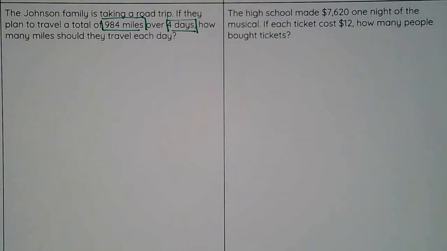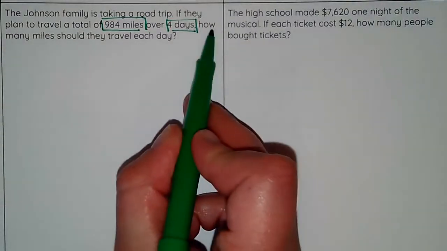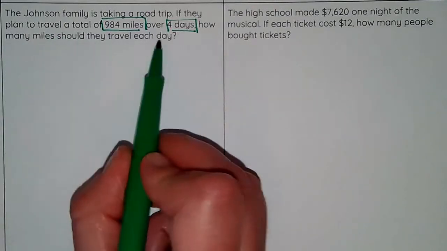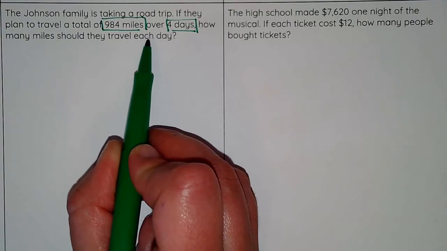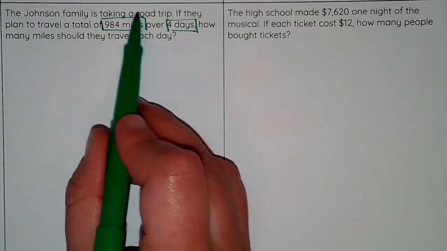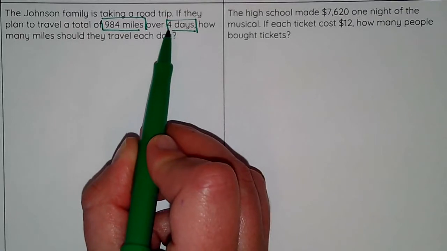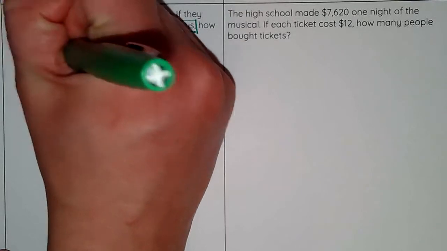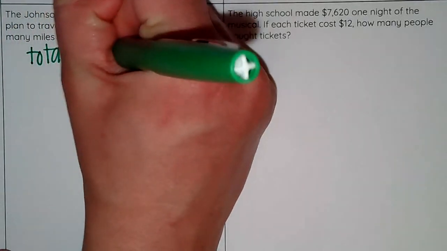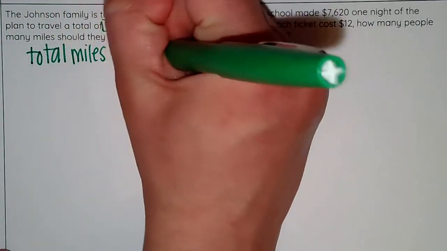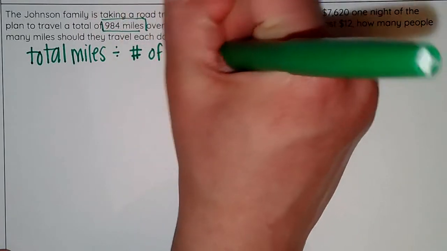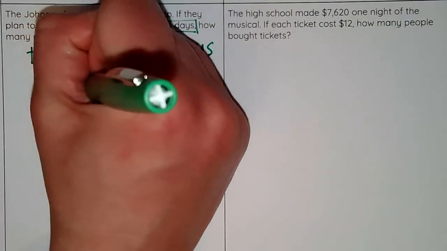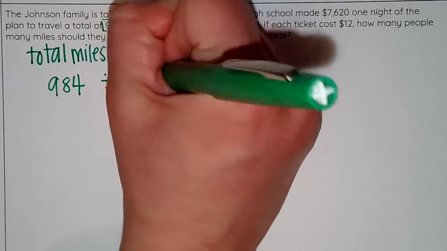Well, in this case, I need to think of the story and the question. It wants us to find out how many miles we travel each day. So we're splitting the miles into 4 days. Therefore, we divide our total miles by the number of days. So let's write out our problem. We've got 984 divided by 4.